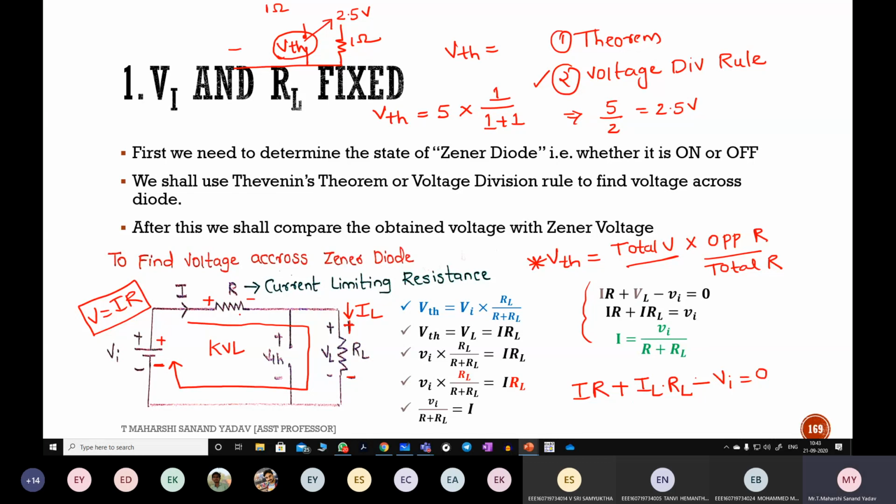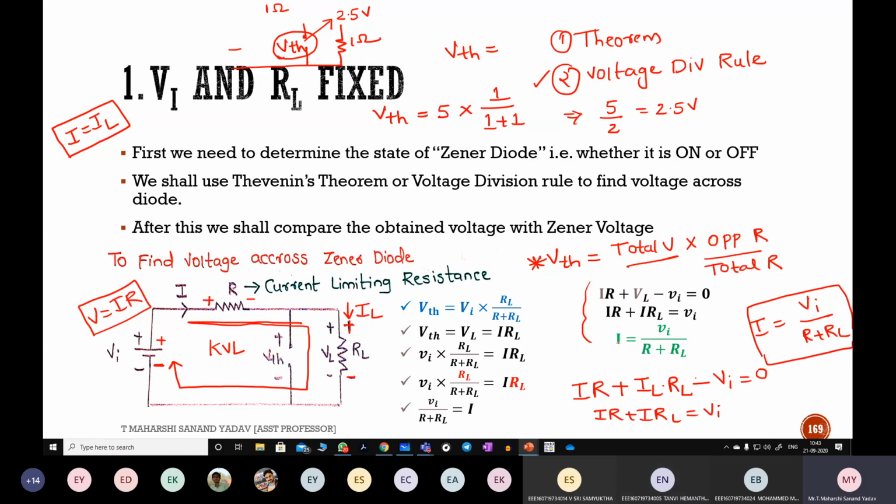The series current will be the same, so I is equivalent to IL. Both the currents are the same. So replacing it, IR plus I into RL is equal to VI. So I is equal to VI by R plus RL. Is it correct?